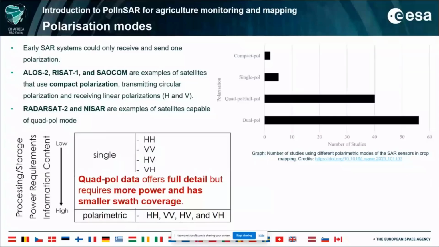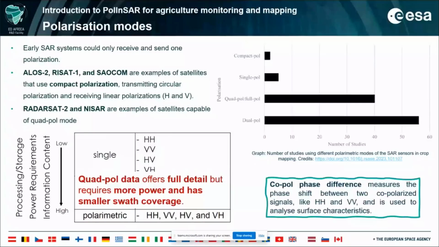And another concept to get familiar with is the copole phase difference. So it measures the difference in phase, so the wave's position in its cycle, between the 2 copolarized signals, typically HH, horizontal transmit and receive, and VV, so vertical transmit and receive. And it is used to understand how the radar waves interact with the surfaces.